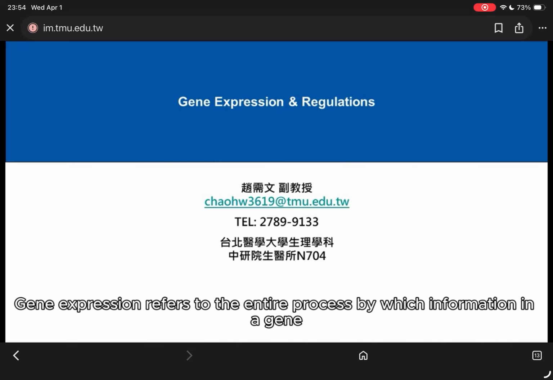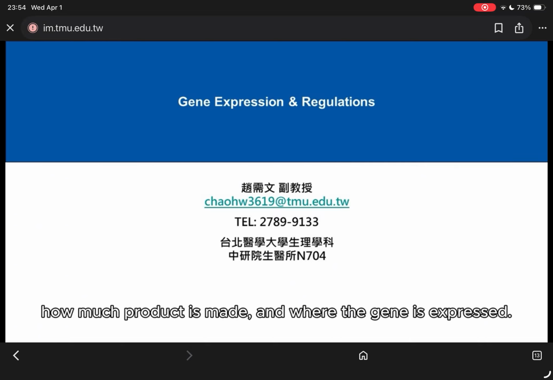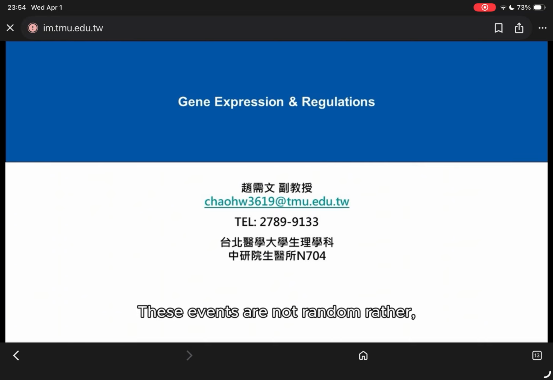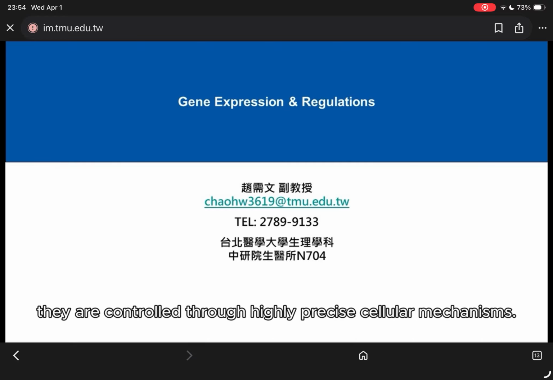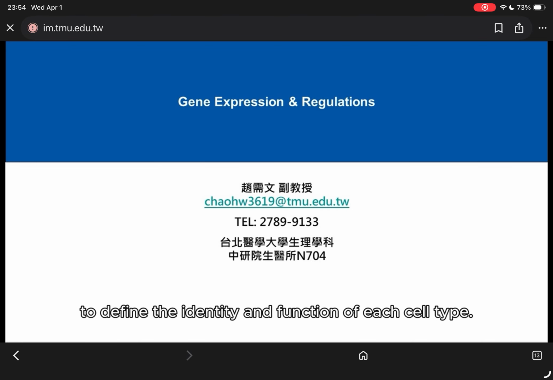Gene expression refers to the entire process by which information in a gene is used to synthesize RNA and subsequently proteins. Regulation determines when this process is initiated, how much product is made, and where the gene is expressed. These events are not random. Rather, they are controlled through highly precise cellular mechanisms. In other words, our body relies on the selective switching on and switching off of genes to define the identity and function of each cell type.